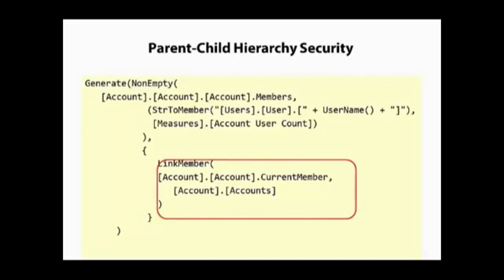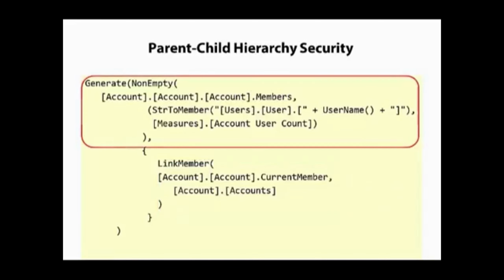We can use the link member function to hop from the key attribute hierarchy to the corresponding member in the parent-child hierarchy. That is, we can have Analysis Services return the parent-child hierarchy member based on a key attribute that we pass in as our first argument. To put this to work for us in dynamic security, we can use the generate function to take each account member in our set created by the non-empty function one by one and plug each member into the link member expression. So for example, if the non-empty expression returns member key 101 in the account hierarchy, then the link member function returns the corresponding accounts 101 member.